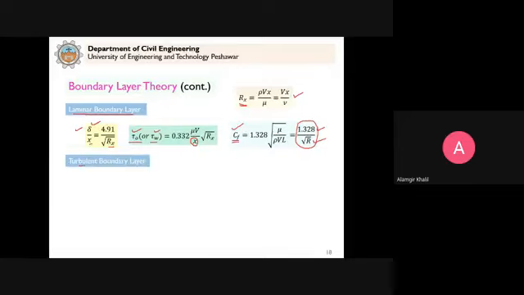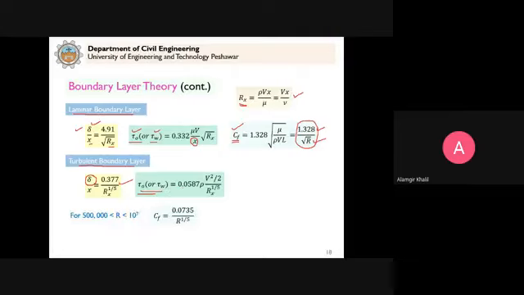Similarly, if we have the turbulent boundary layer, then in that case this equation we can use to calculate the thickness of the boundary layer, delta. And this is the expression for the shear stress. Now in case of turbulent boundary layer, when RL is greater than 500,000 and less than 10 power 7, you can use this equation here to calculate the friction coefficient. If RL is greater than 10 power 7, then in that case we can use this equation to calculate the friction coefficient.